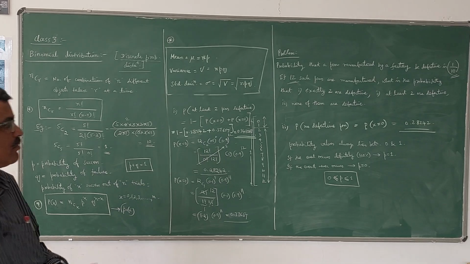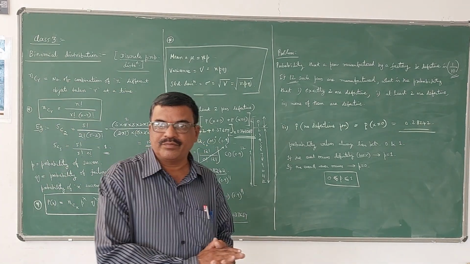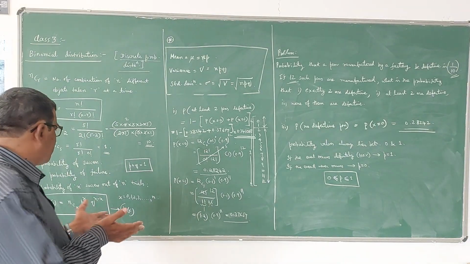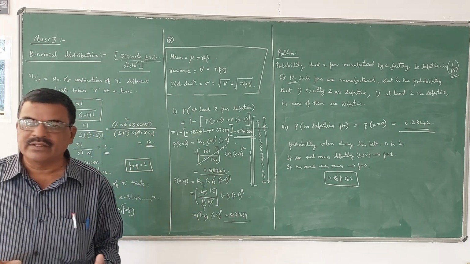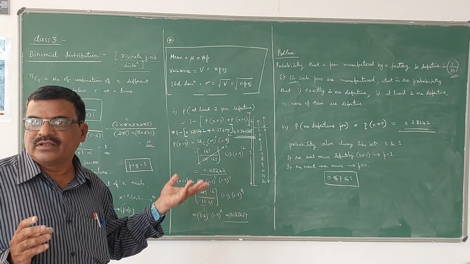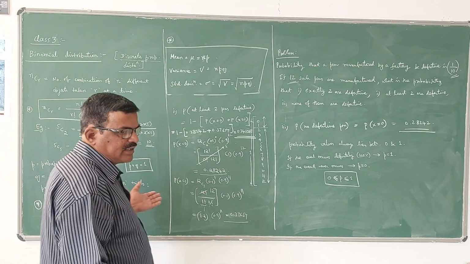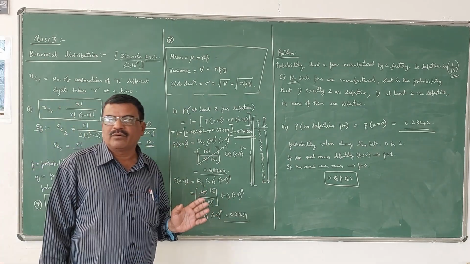So this is a problem of binomial distribution. First we have to develop the distribution function, PDF nCx p power x q power n minus x, from the given data. Then just substitute the values of x in that PDF and evaluate the expression using the combination formula. You will get the required answer.